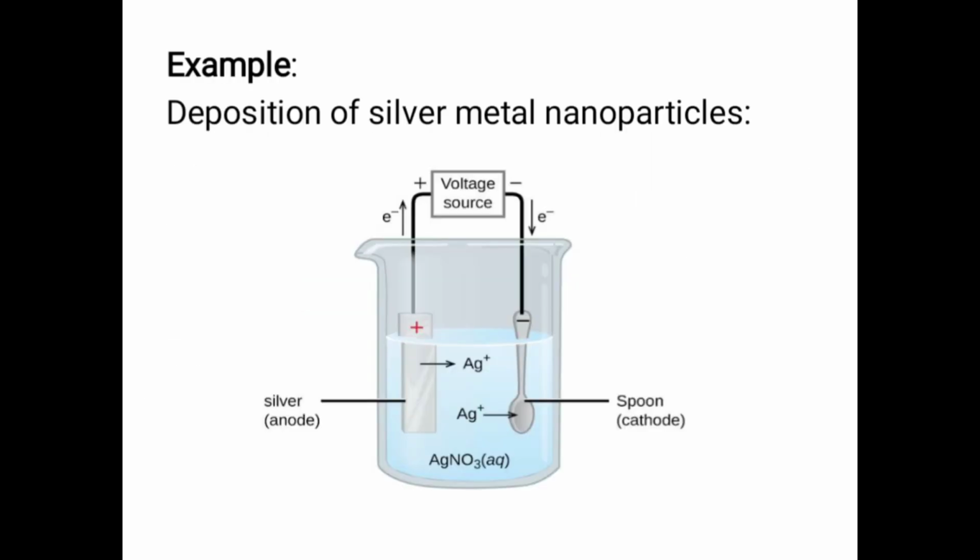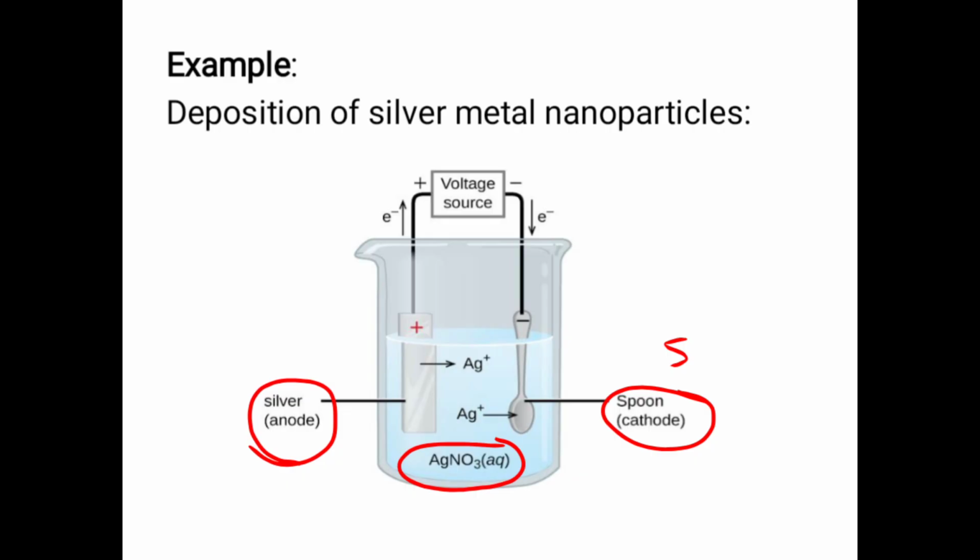Let's take this example here. We want to get silver nanoparticles. So we have to take silver nitrate solution, because we have to take the solution of the desired metal, alright? And here is our silver anode, and here is the cathode. And we call the cathode our substrate and the anode the counter electrode. So on the substrate the deposition is going to take place.